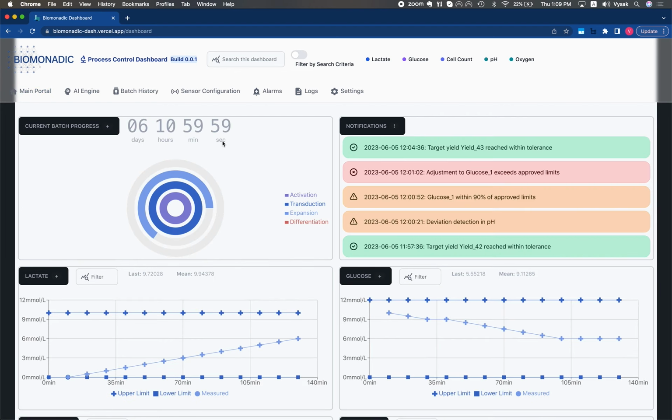Our hope with this platform is that it provides better visibility into the manufacturing process for these therapies and enables companies to scale at lower cost at higher levels of quality and yield, with the goal of democratizing these therapies for all throughout society.